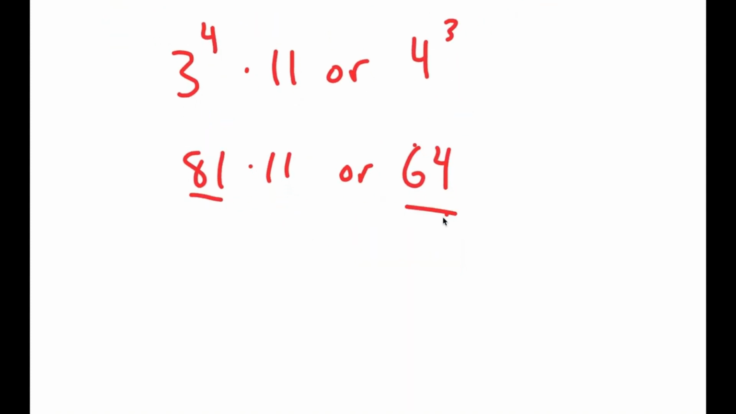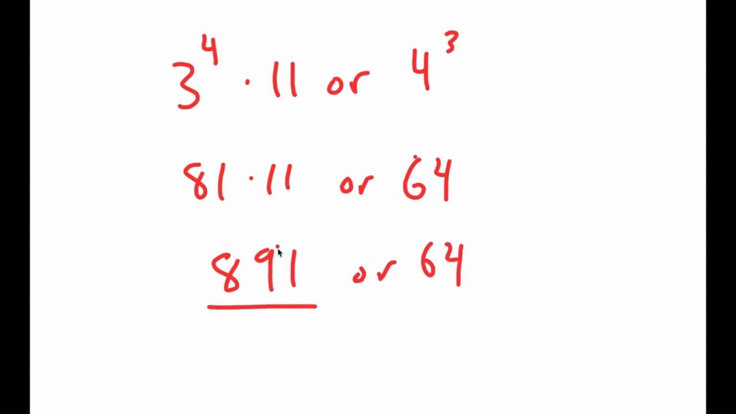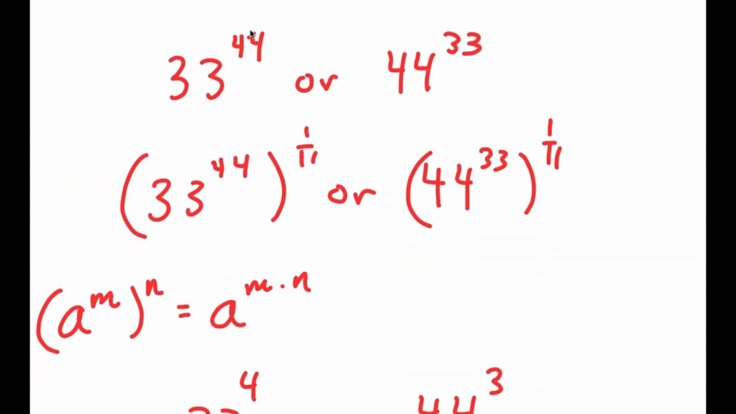Now 81 is already greater than 64, and on top of that we're also multiplying by 11, which turns into 891, or 64, meaning 891 is greater, so 33 to the power of 44 is the greater term.